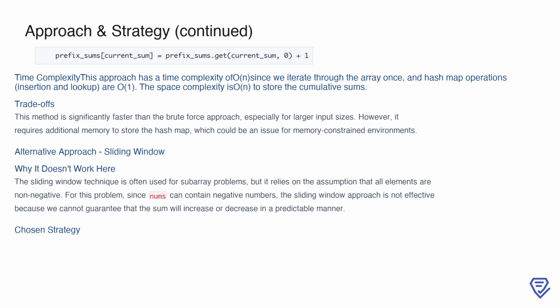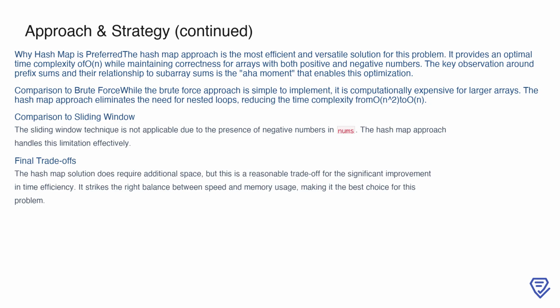It's also worth noting that alternative strategies like the sliding window technique are ineffective here, as they rely on all elements being non-negative, which is not guaranteed in this problem. With negative numbers in the array, the sliding window cannot reliably track subarray sums. The hash map approach stands out as the most efficient and versatile strategy for solving this problem.